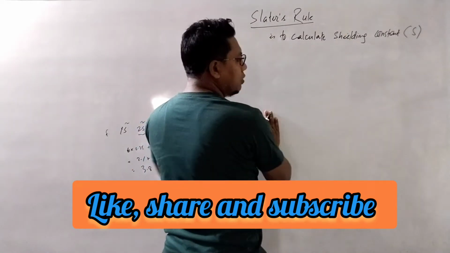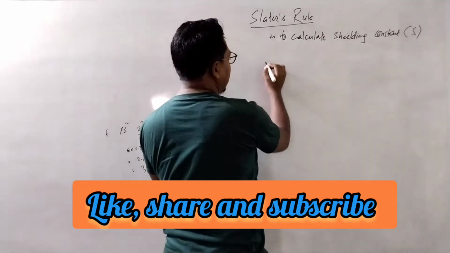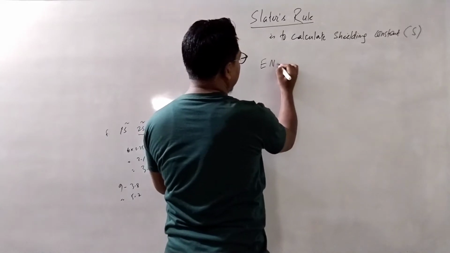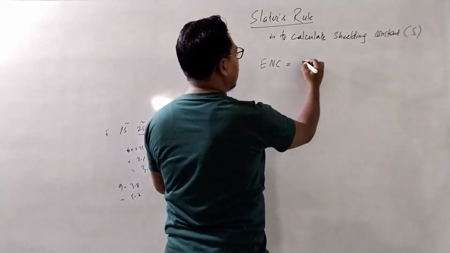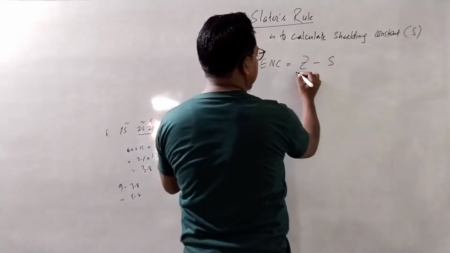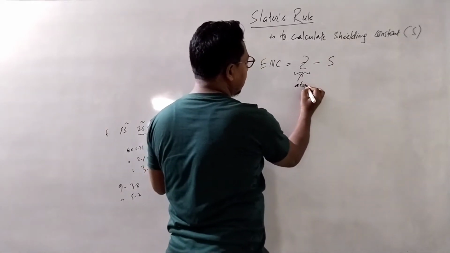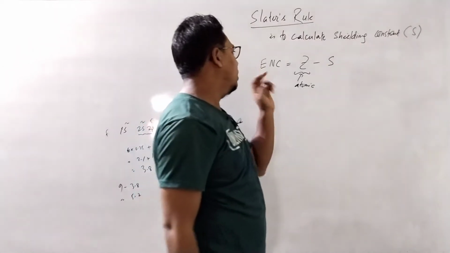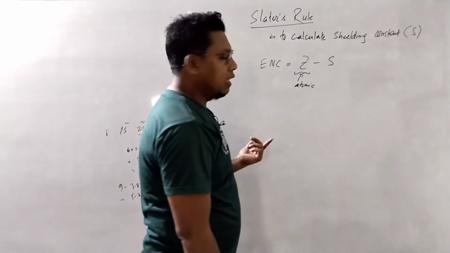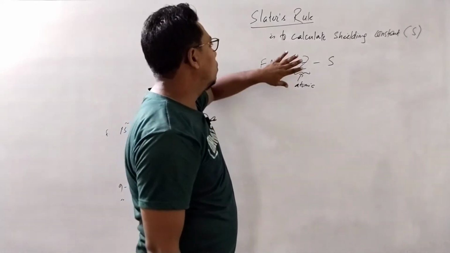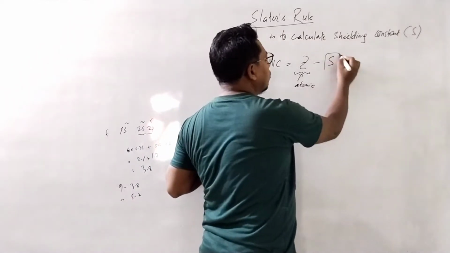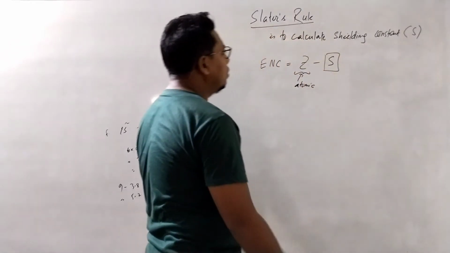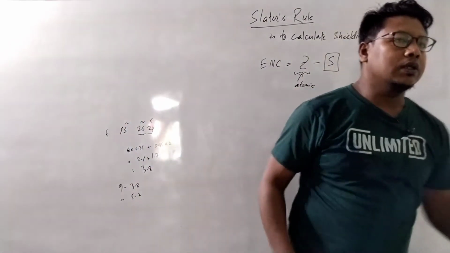This shielding constant is used to calculate effective nuclear charge, right? Effective nuclear charge is equal to Z minus S. Z is nothing but atomic number and S is shielding constant. So to calculate effective nuclear charge in an atom, we need to know how to calculate shielding constant, right? So Slater's rule is for the calculation of shielding constant.